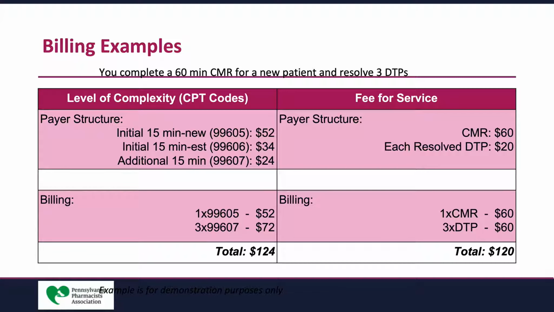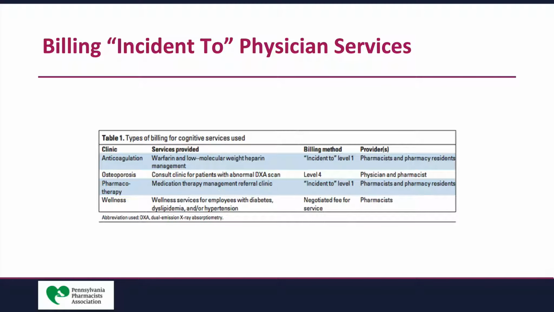This is an example of billing CMRs. So, for example, a certain contract may pay us $52 for the initial visit, the first 15 minutes, an additional $24 for that just one day. A follow-up visit may be $34, and certain contracts actually will pay you, and this is kind of like our pharmacy care network pays, you get paid a larger fee for a comprehensive med review, and for each drug therapy problem you identify and resolve, you get additional money. So there's multiple ways you can bill for pharmacy services.